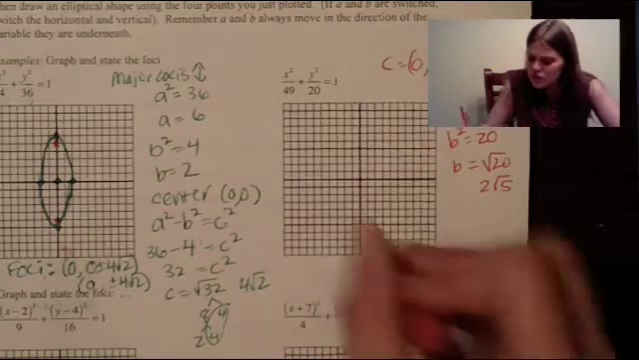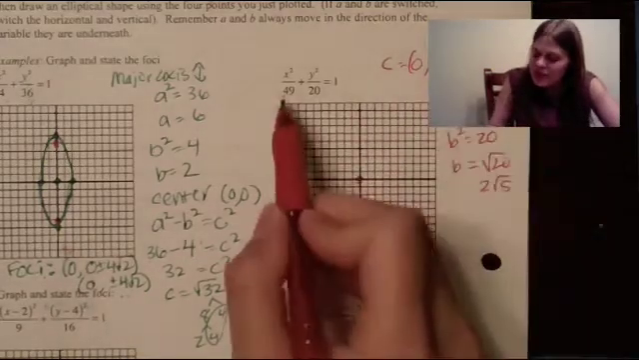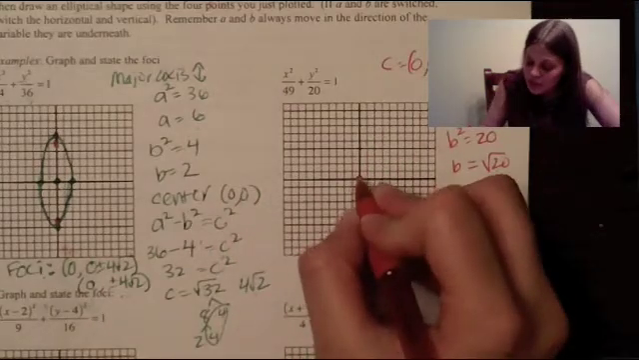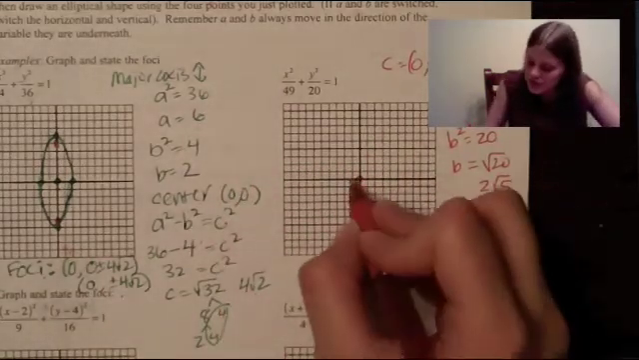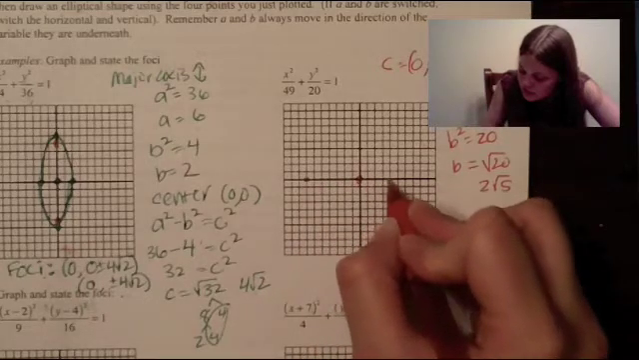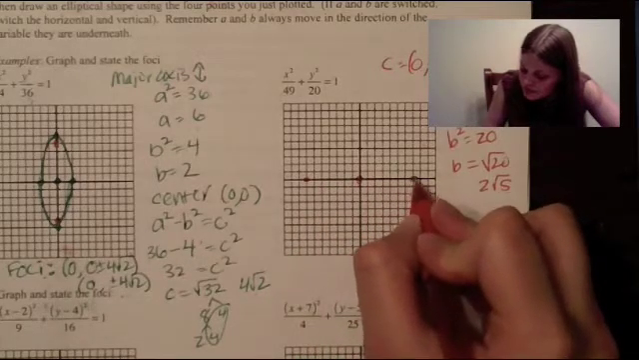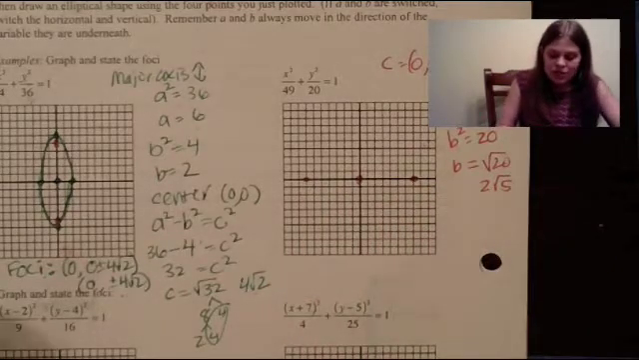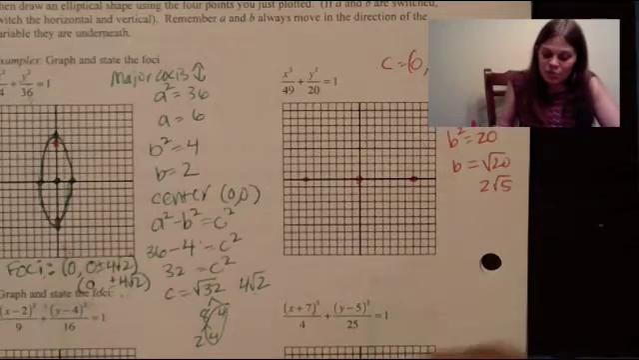Okay? So my center's at 0, 0. Since the 49 is underneath the x, I'm going to move left and right by 7. So this time it's oriented horizontally. So 1, 2, 3, 4, 5, 6, 7. 1, 2, 3, 4, 5, 6, 7. And then I'm going to move up and down by 2 root 5. 2 root 5 on your calculator is 4.47.